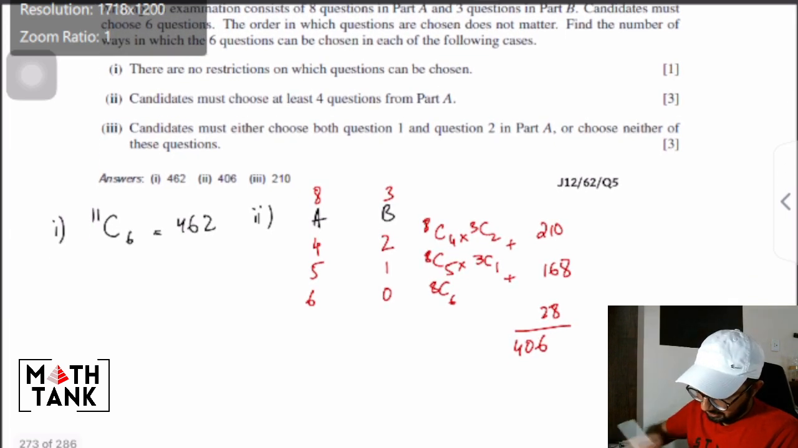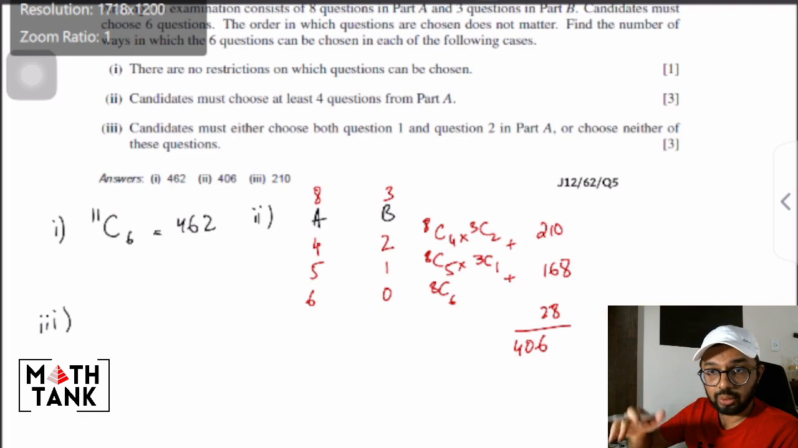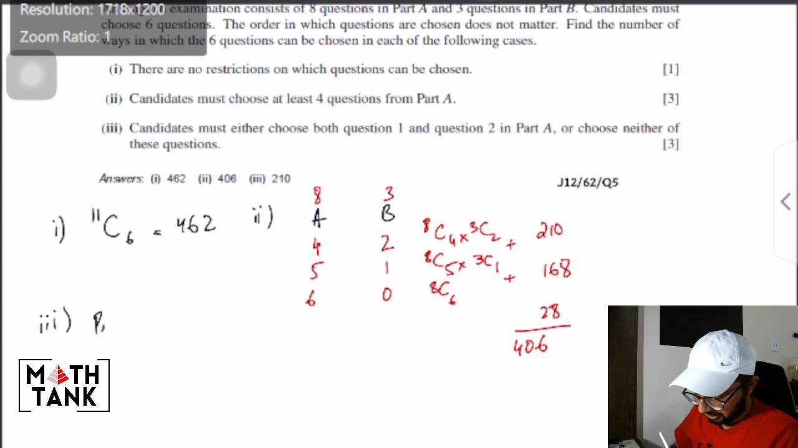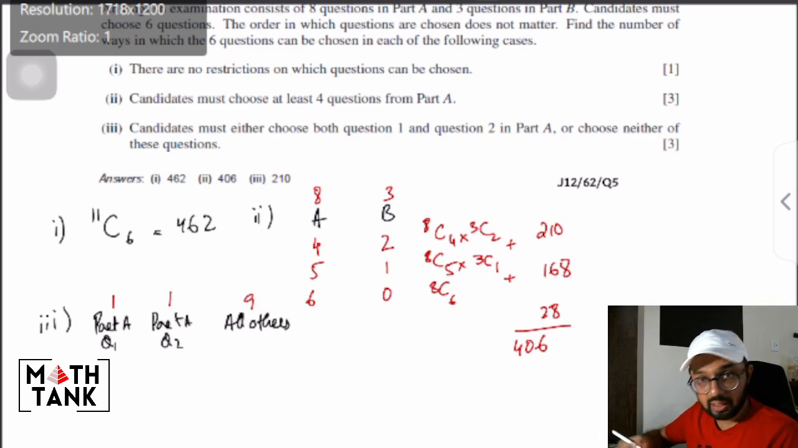Then part 3 says candidates must either choose both question 1 and question 2 in part A or choose neither of these two questions. So again, this is something that we've seen before as well. So I'm going to say part A question 1, part A question 2, and since there's no other restriction, all others. So there's one question called question 1, one called question 2, and since there were a total of 11, there are 9 other questions.